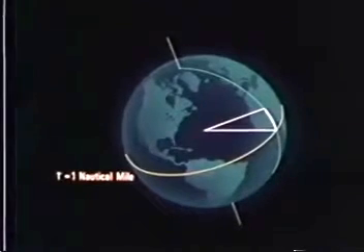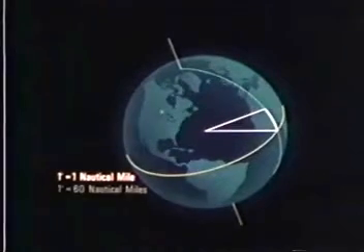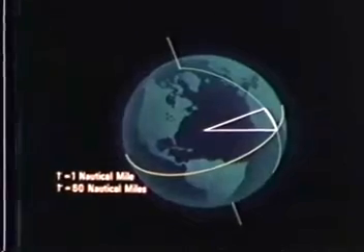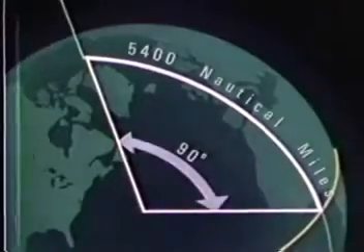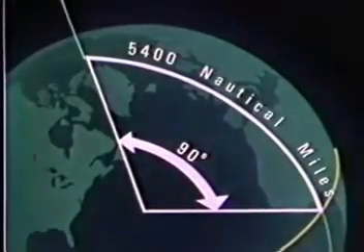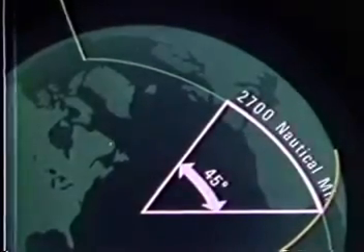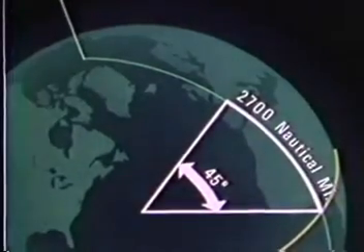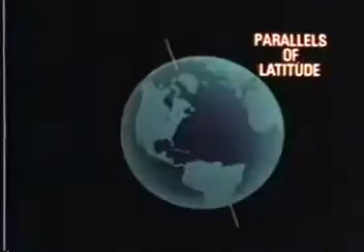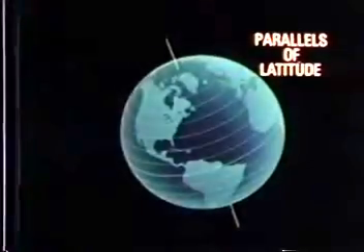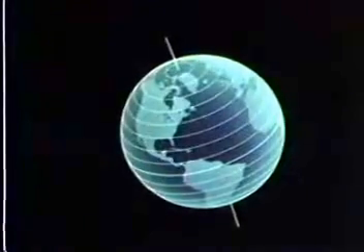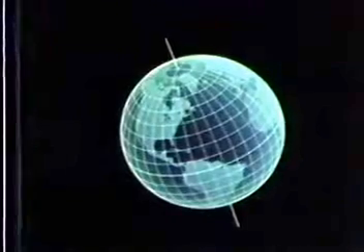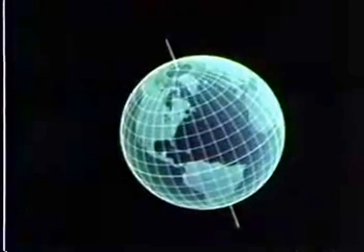1 minute of arc equals 1 nautical mile, or 1 degree equals 60 miles. Thus, the 90 degrees from the equator to the North Pole is actually 5,400 nautical miles. A point at 45 degrees latitude is 2,700 nautical miles from the equator. Parallels of latitude are lines on the Earth's surface whose planes are parallel to the equator. The parallels are combined with meridians to provide the grid system that helps you position yourself on the surface of the Earth.